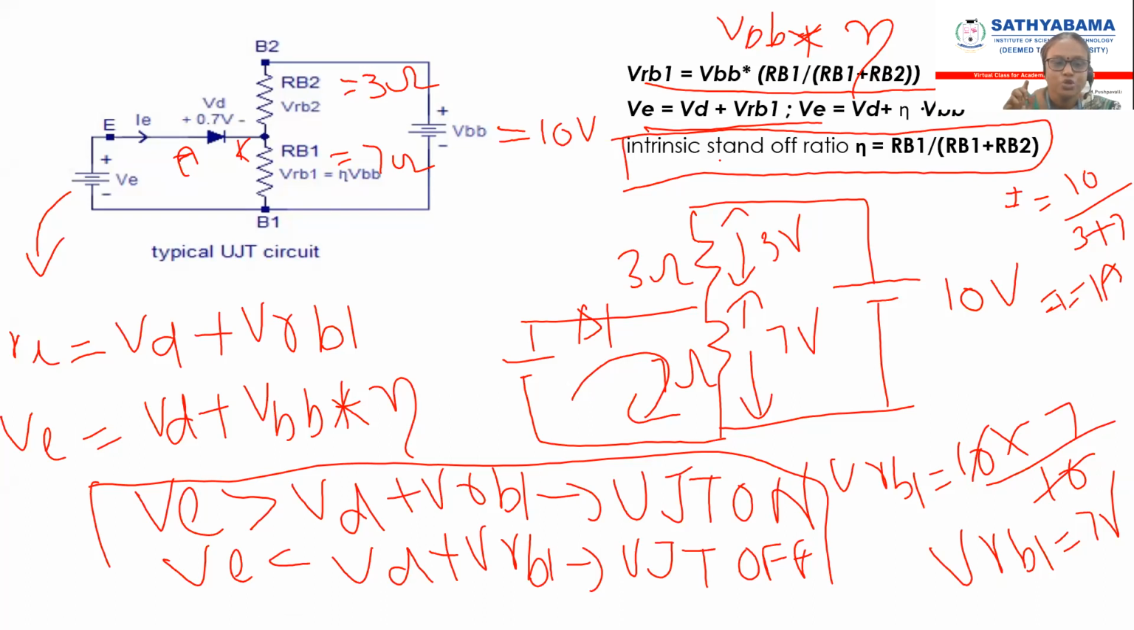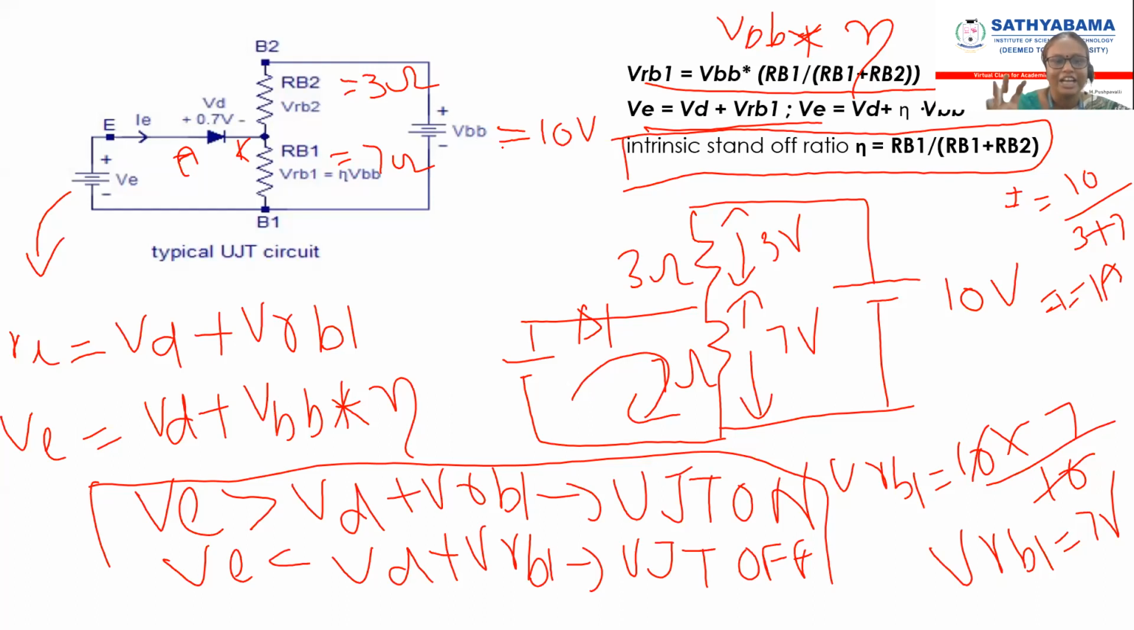Venkatan also. So whenever my emitter anode voltage is greater than VD plus VRB1, my UJT will be turned on. Whenever my V is less than that voltage, my cathode voltage will become higher, so my UJT will be off. So that is the working of UJT. Now I will go to your slide and explain, and you will understand very well. Are you clear?